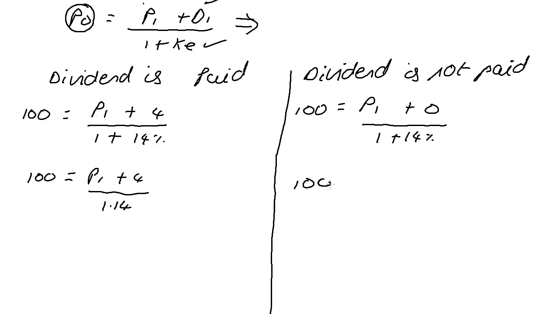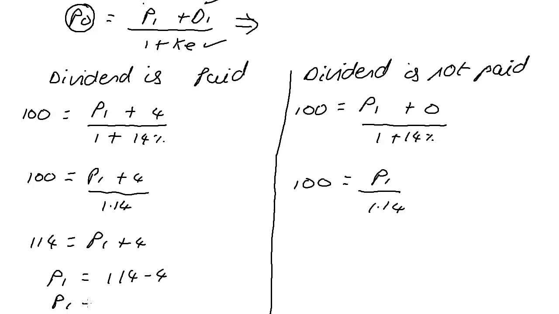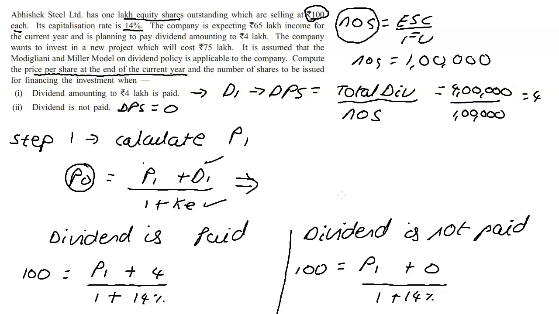Similarly over here it is 100 is equal to P1 upon 1.14. Now this is division, so that side becomes multiplication. So we get 114 is equal to P1 plus 4. Therefore P1 is equal to 114 minus 4, so P1 is equal to 110. Over here, 100, 1.14 division goes that side, it becomes multiplication, so P1 is equal to 114. So these are our two values for P1 following both the situations.